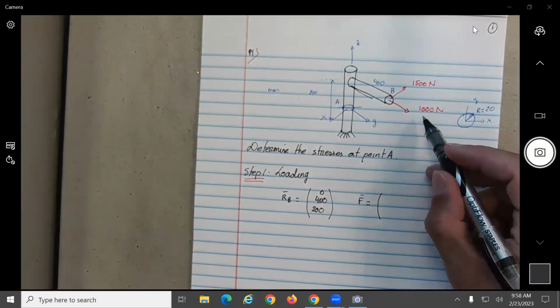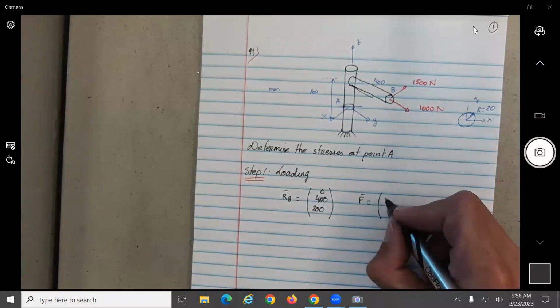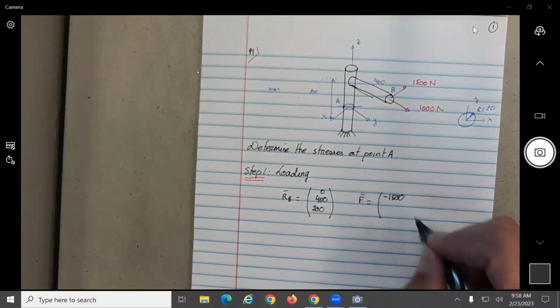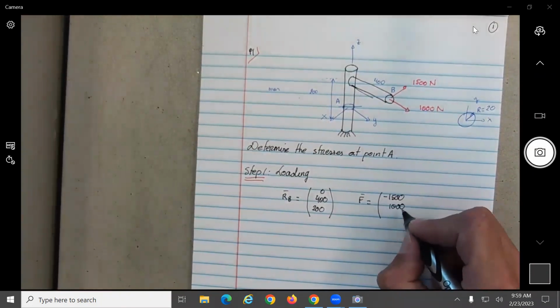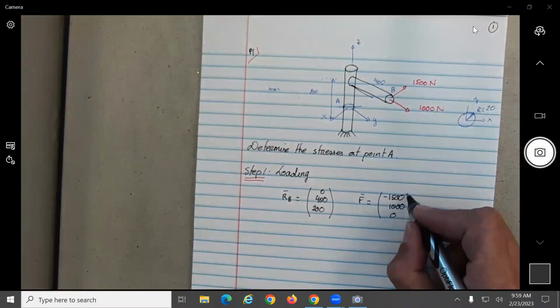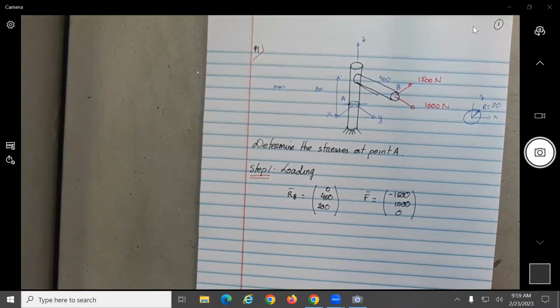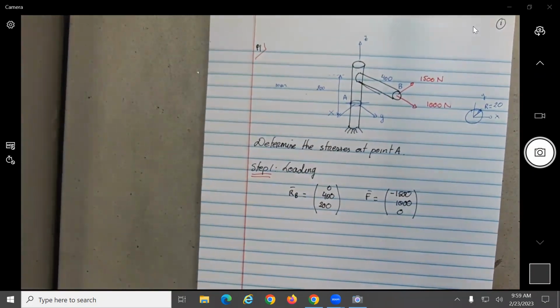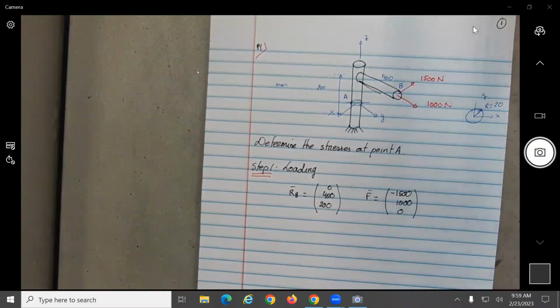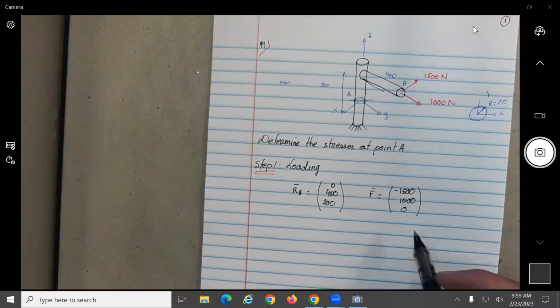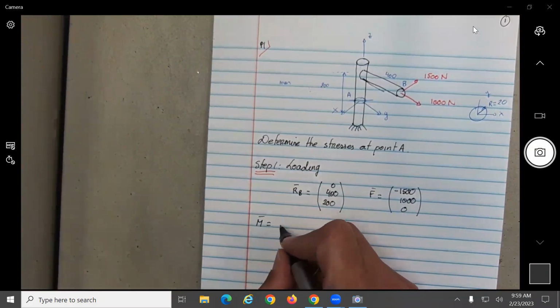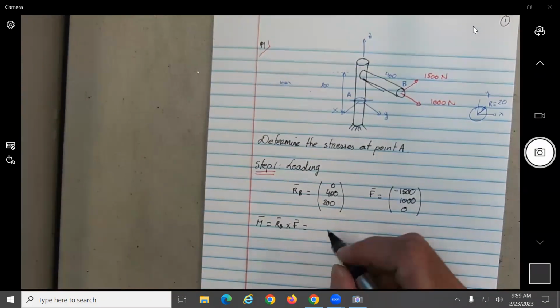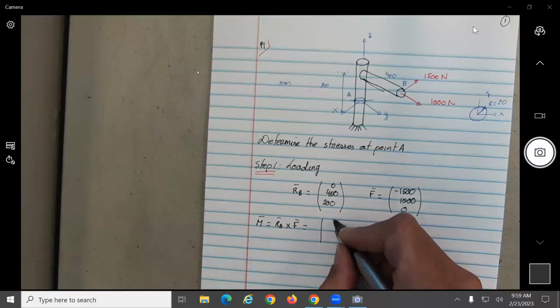So is there any component on the X? Yes. What will be the value on the X component? Negative 1500, on the Y, 1000, and on the Z, 0. So that's the forces. Then we can calculate the moments by doing what? By just taking the definition, the R cross F. So this will give you what?